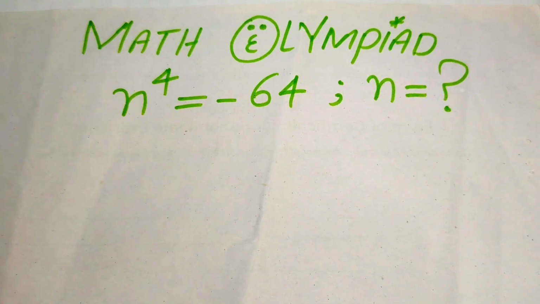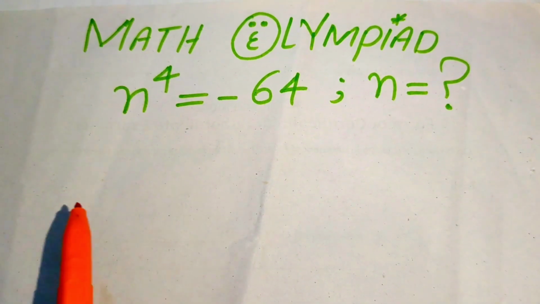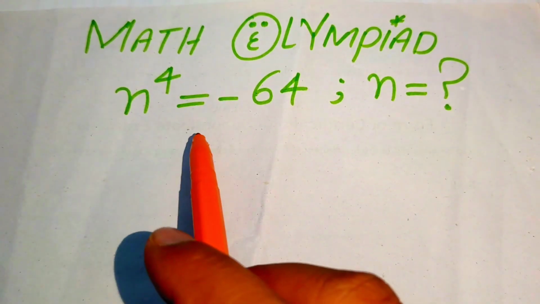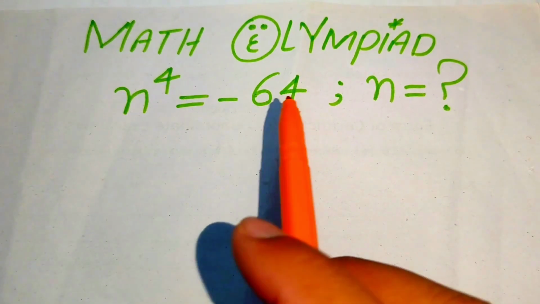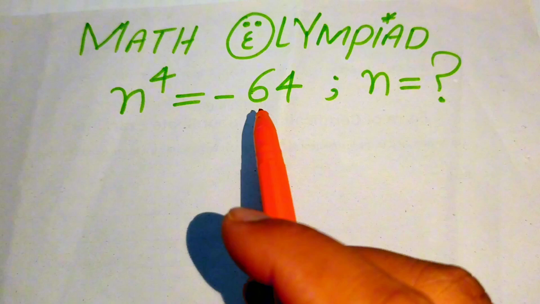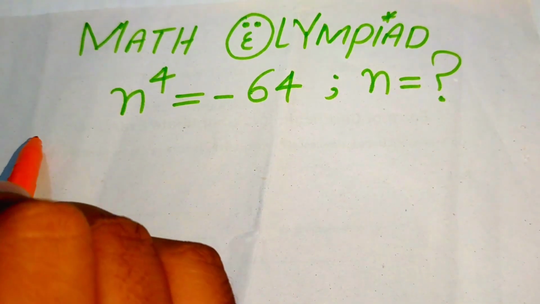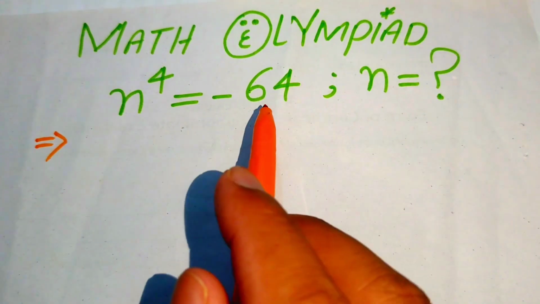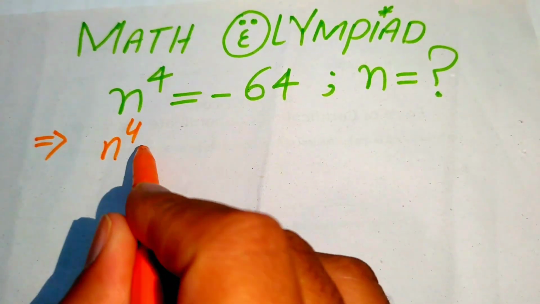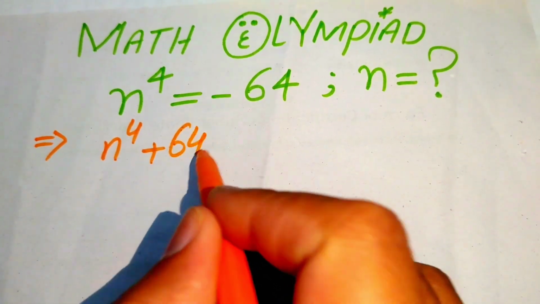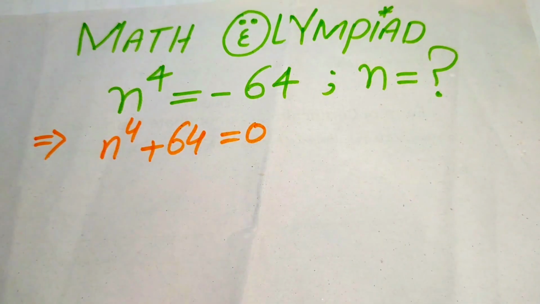Hello everyone, welcome to solve this math Olympiad algebra problem. Here we have n to the power of 4 equals to minus 64, and we solve this problem for the values of n. So the very first step we are going to do is move this minus 64 to the left hand side, and it will be written as n to the power of 4 plus 64 equals to 0.